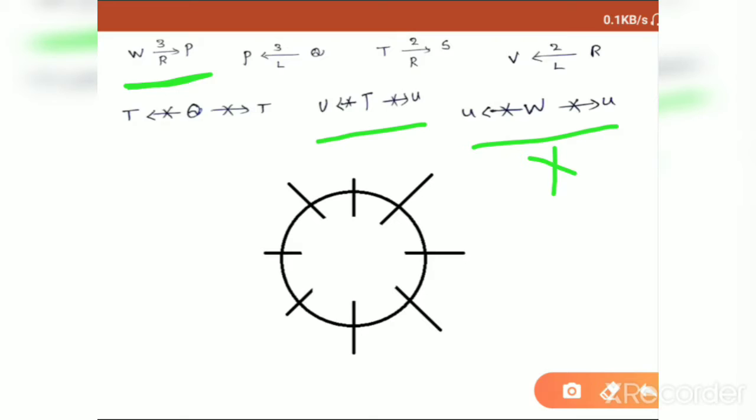P should be at the third place to the right of W. For example, as it is towards the center, I am going to write W here. Third right means this is first right, second right, and this will be third right. So third right, it is P.